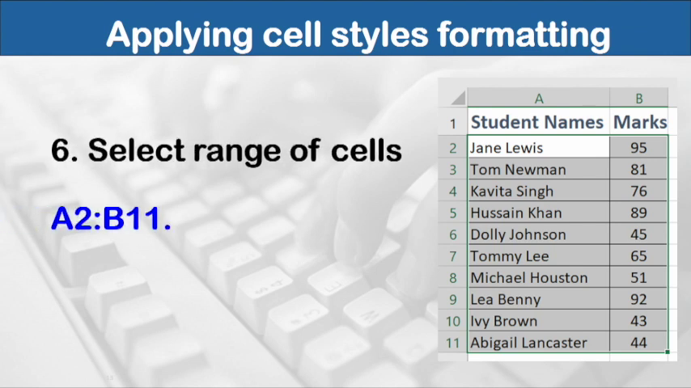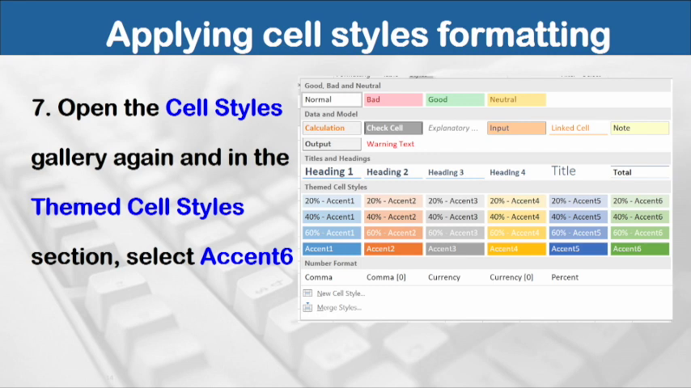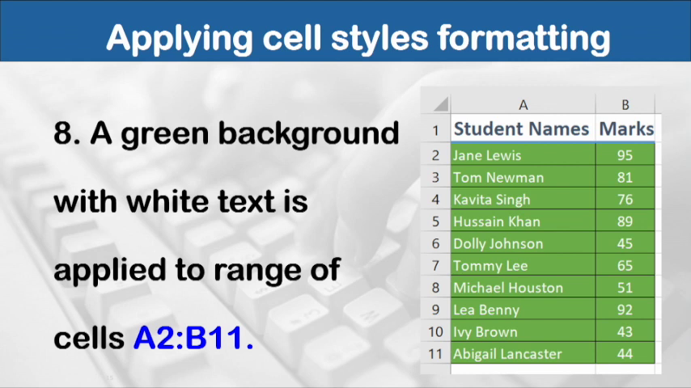Next, select range of cells A2 to B11. Then, open the Cell Styles gallery again and in the Themed Cell Styles section, select Accent 6. Observe how a green background with white text is applied to range of cells A2 to B11.